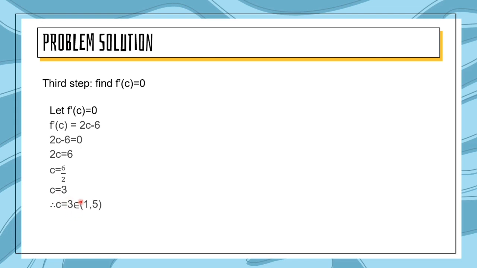As we know, the 3 should be between the interval of 1 and 5. So if we get the answer between the interval, the answer should be right.